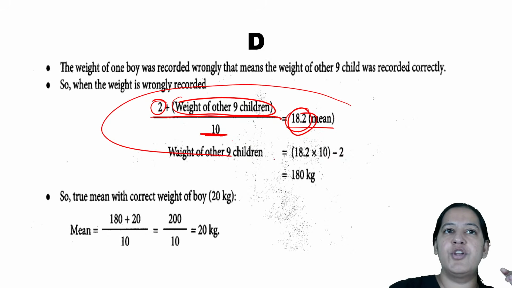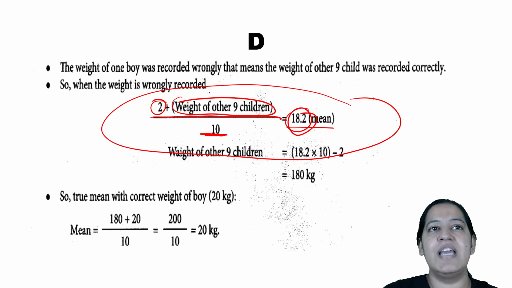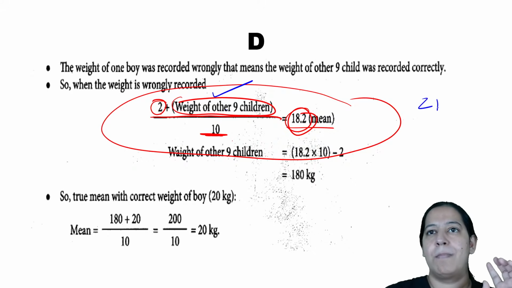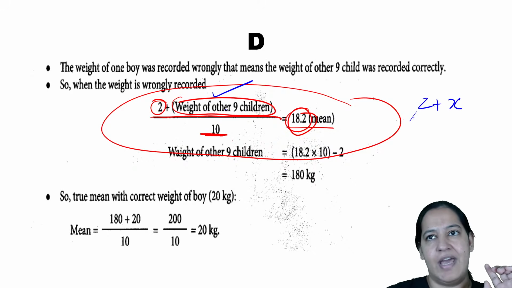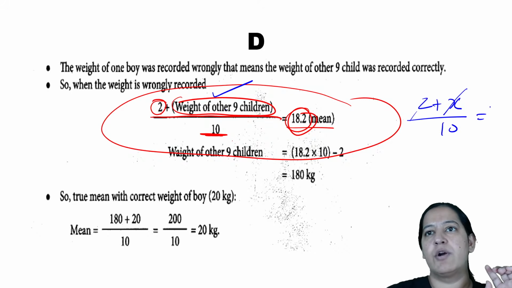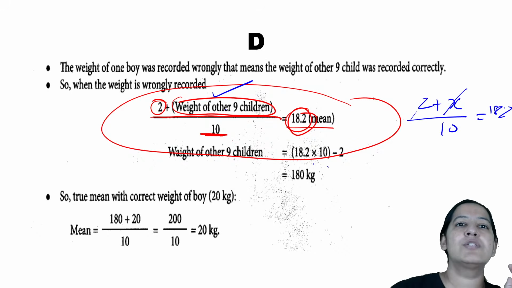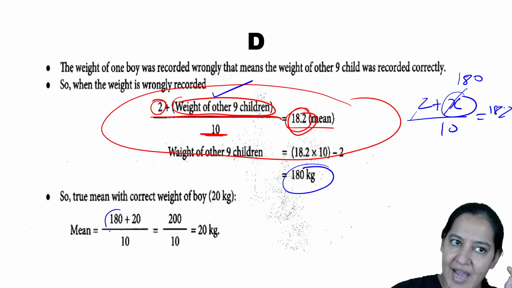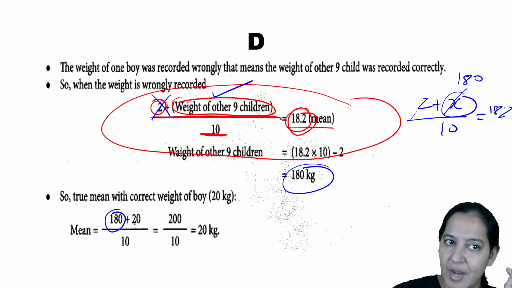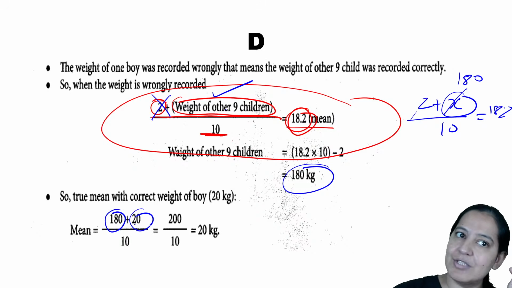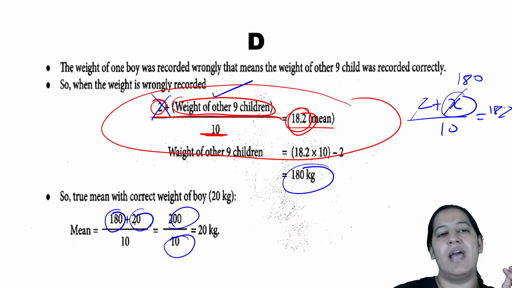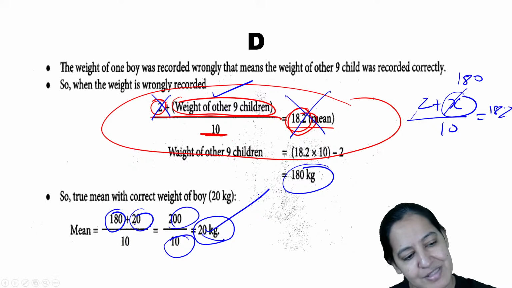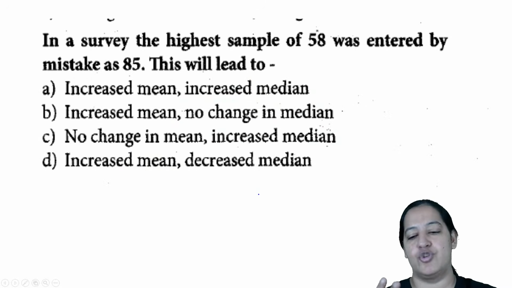So if you apply it, you will come to know the weight of the other 9 children. You put it as x. So 2 plus the other 9 children, x, upon 10 is equal to 18.2. Just solve it. So the answer is 180. So all 9 children together are 180. 10th child 2 नहीं है. 2 की जगह पे 20 है. तो अब actual calculate करो. 180 plus 20, that is 200, by 10. The answer will be 20. So the actual mean is not 18.2. Actual mean is 20. Give me a thumbs up. I tried my best. Give me a thumbs up. This is how you should approach this question.